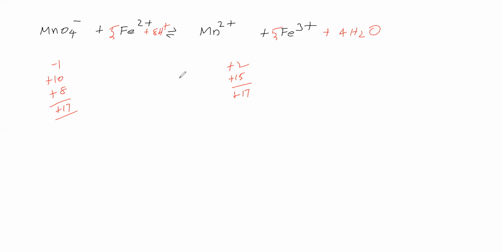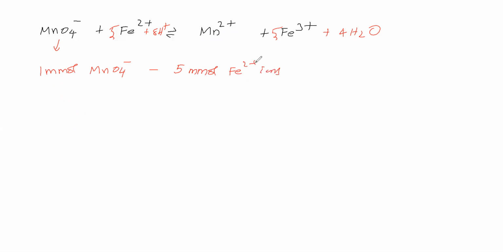Okay. Now for this reaction, the equation is balanced, we said. Now what is the formula? Now we'll see for what sake they have given this. We can say 1 millimole of permanganate reacts with 5 millimoles of ferrous ions, as per the balanced equation.